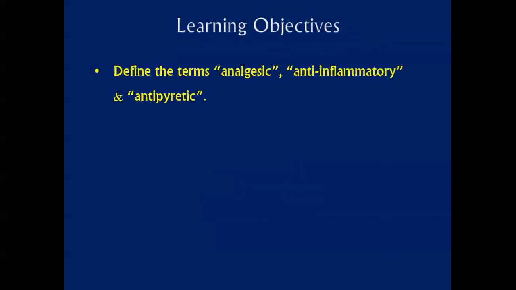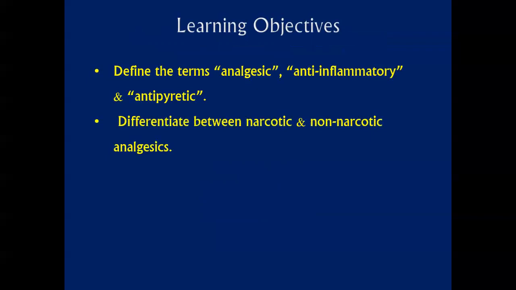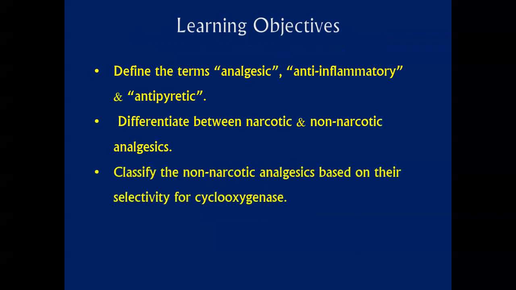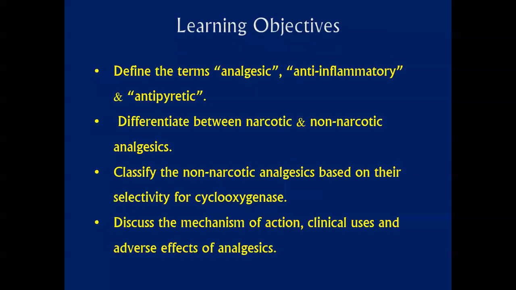Today, we will first define the terms analgesic, anti-inflammatory, and antipyretic. And then we will differentiate between narcotic and non-narcotic analgesics. And then we will classify the non-narcotic analgesics based on their selectivity for the COX, cyclooxygenase enzyme. And then we will discuss the mechanism of action, clinical uses, and the adverse effects of analgesics. So first of all, definitions as per the learning objectives.